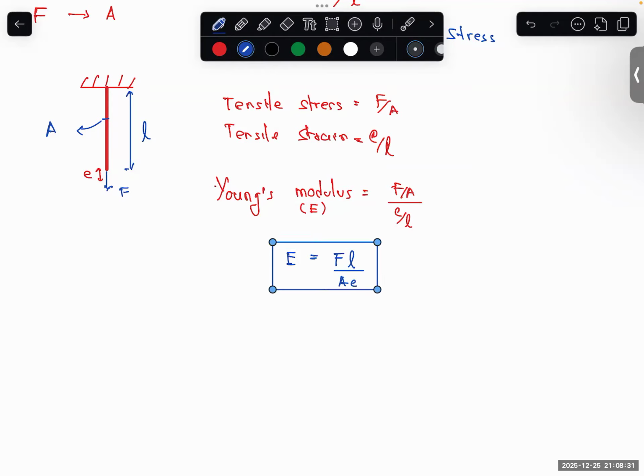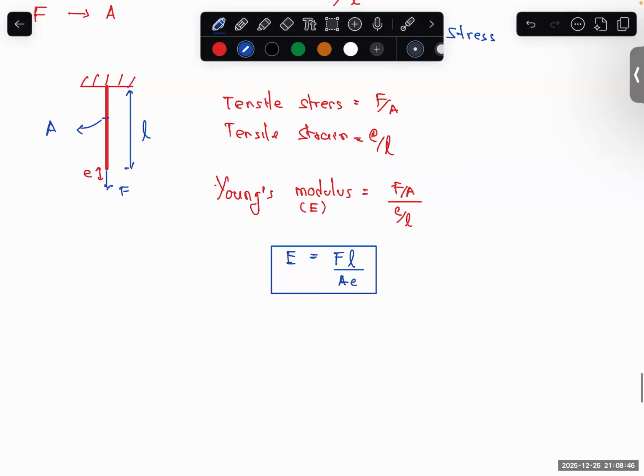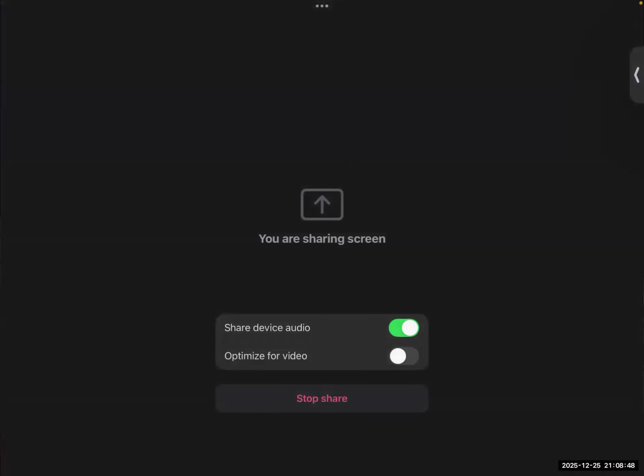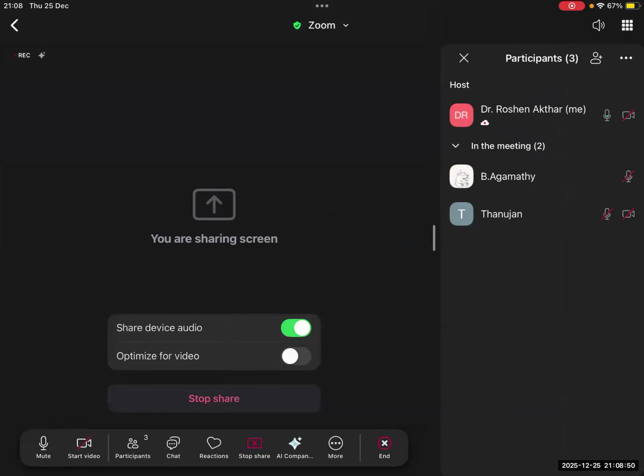Now, by talking about the force and the extension per unit area and length, you have removed the factors length and area from here. Do you understand? Do you understand what I'm telling?